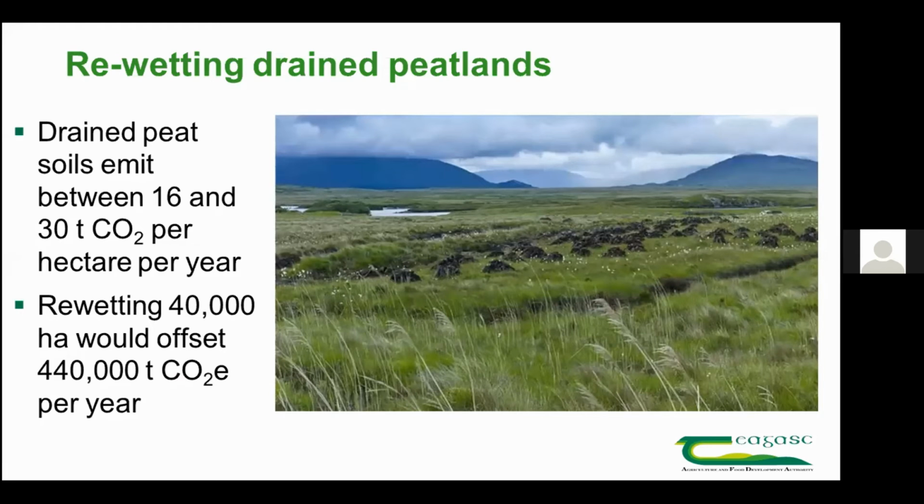And then we come to re-wetting of drained peatlands, which is another one of our options. These are huge hotspots of emissions. Where you drain peat soils and you introduce air into those soils, and like I said, those soils have 700 to 1,000 tons of carbon per hectare. You emit somewhere between 16 and 30 tons of CO2 per hectare per year. So we've calculated that re-wetting 40,000 hectares of this will offset just under 500,000 tons of CO2 per year. So a relatively small area that would need to be re-wetted for quite a large offset.